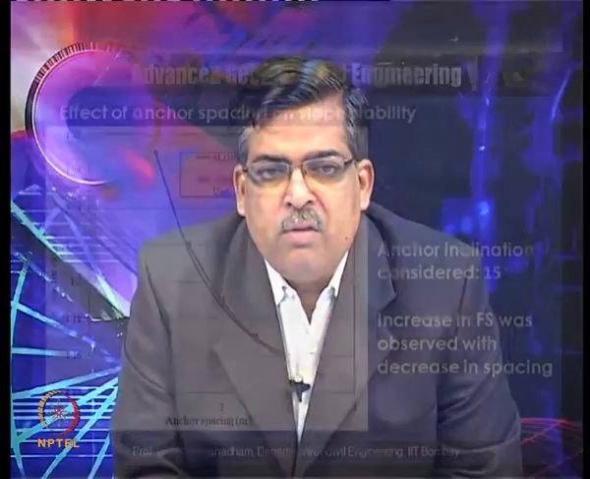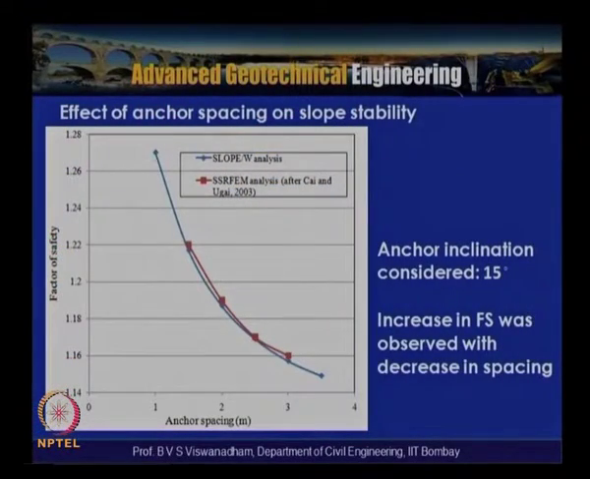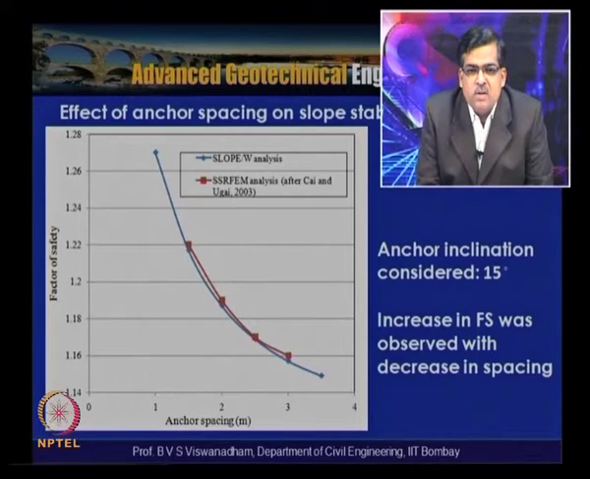Now in this slide, the factor of safety variation with the anchor spacing is shown. It can be seen that the anchor spacing has been varied from 1 meter to 3.5 meter. At 1 meter anchor spacing the factor of safety was about 1.27, but with an increase in anchor spacing, that is the center distance of the anchors along the length of the slope, there is a decrease in the factor of safety, and these analysis results are also found to be in agreement with Kai and Ugai 2003.